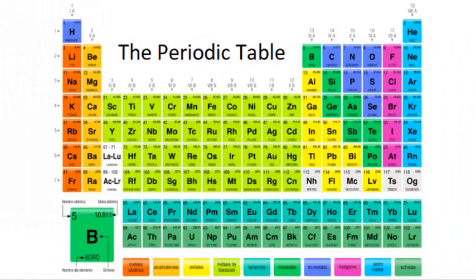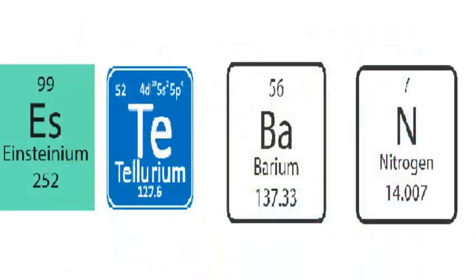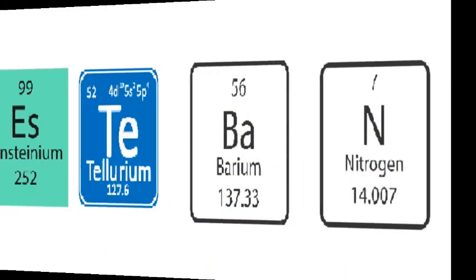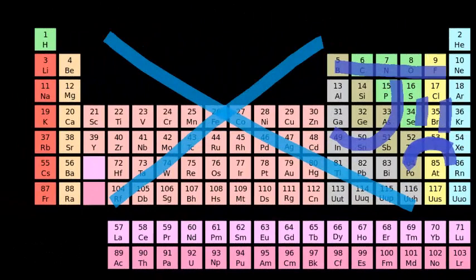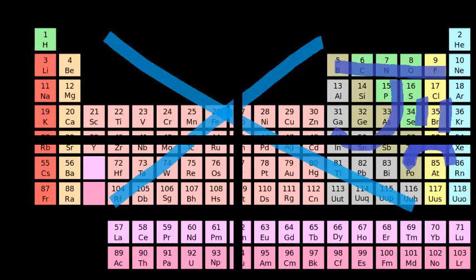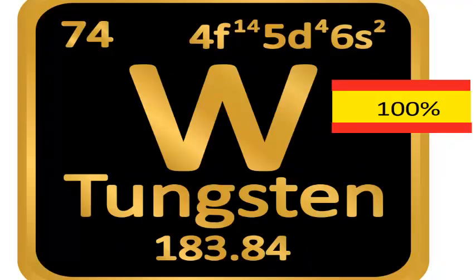Now I will tell you some curiosities about the table. It is very common that people try to form their name with elements. For example, mine will be Einsteinium, Tellurium, Barium, and Nitrogen. The curiosity is that people who have a G in their name can't do it because there isn't any element with this letter. There is only one element 100% Spanish, which is tungsten.